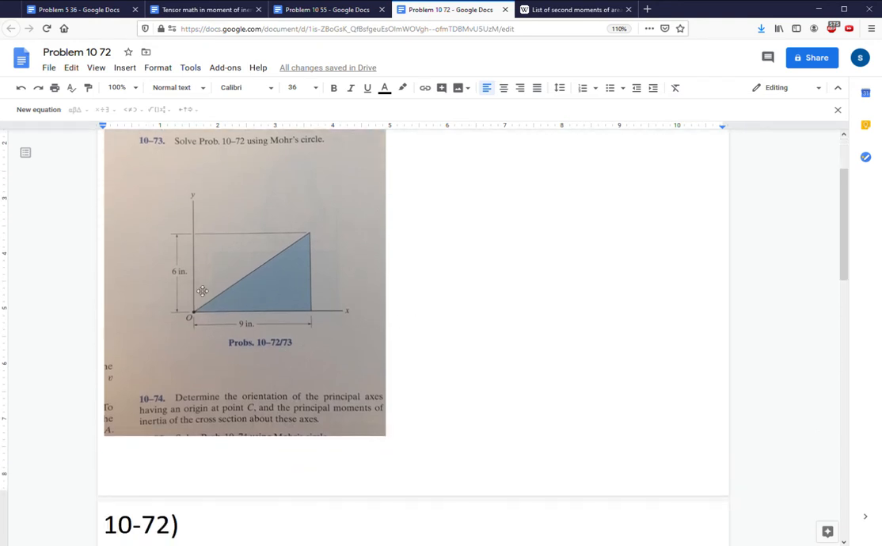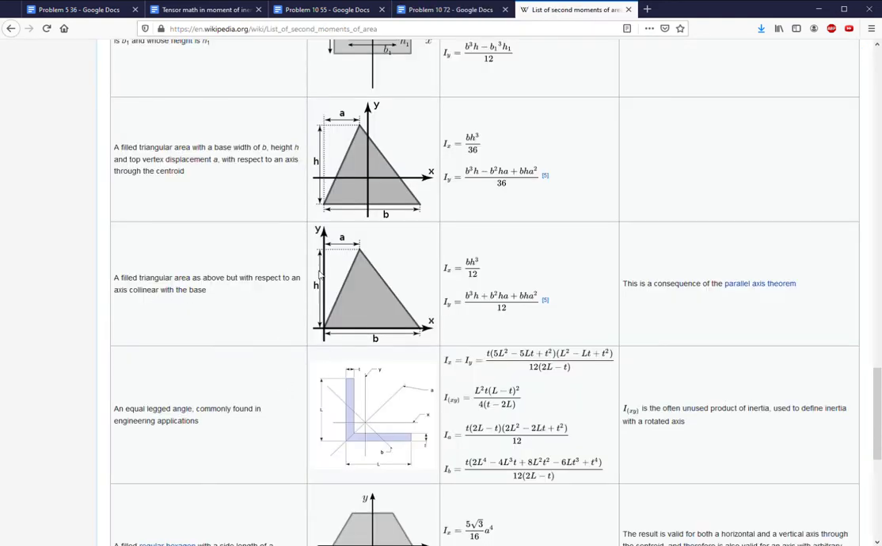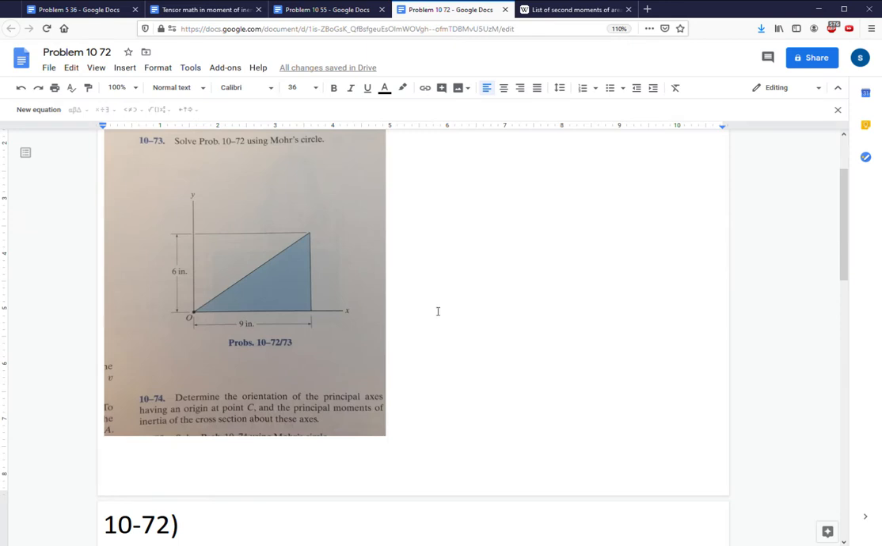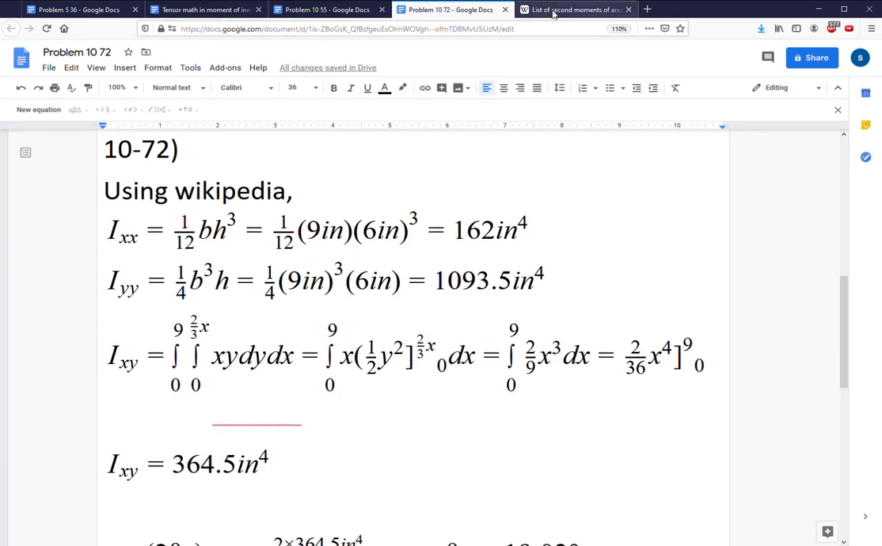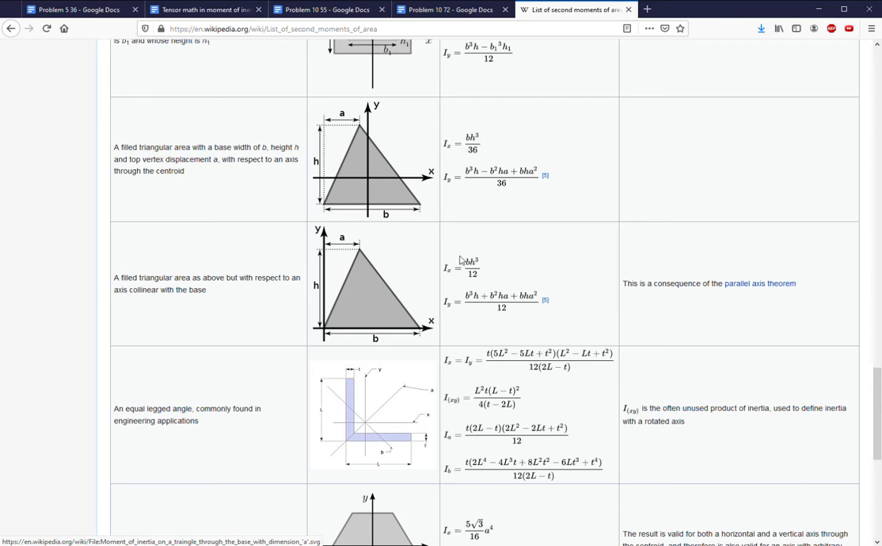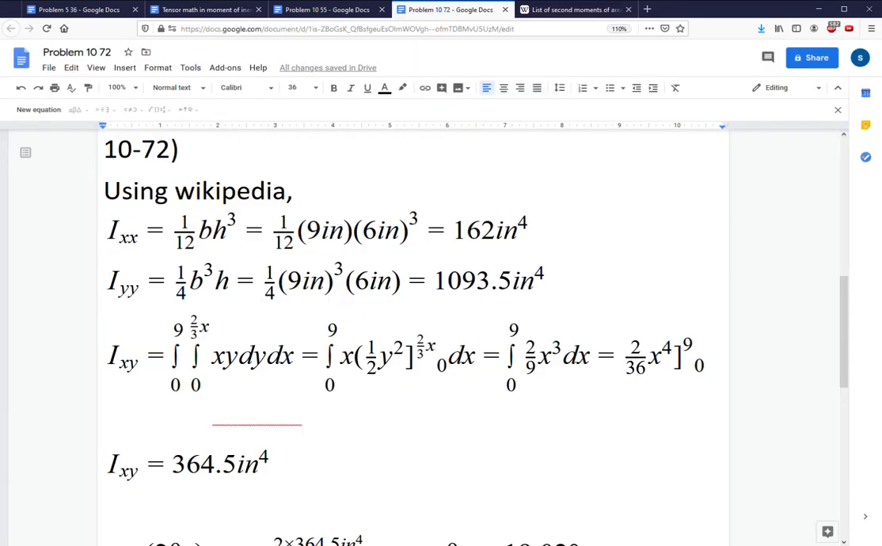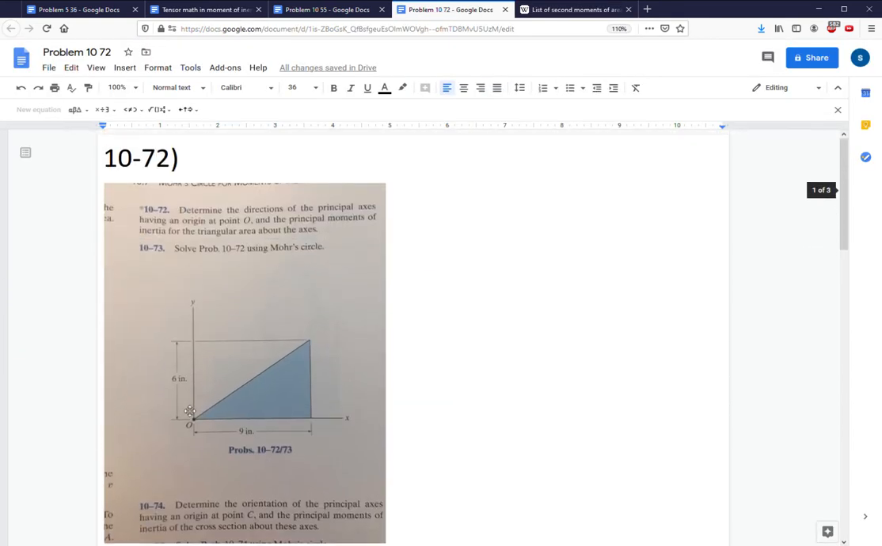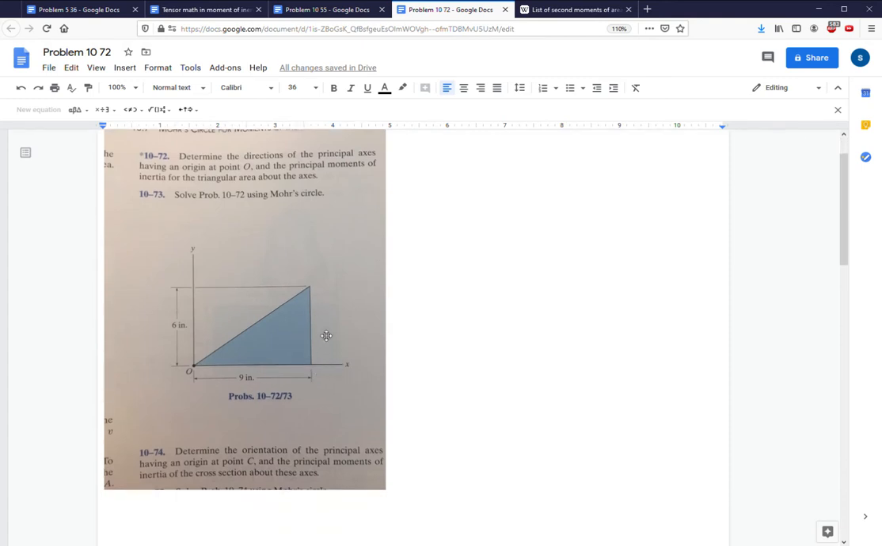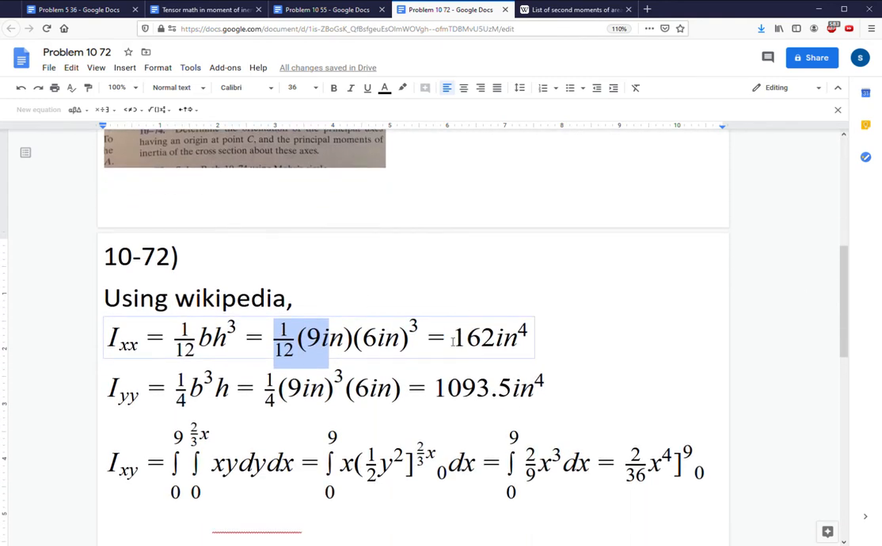Now for simplicity, I'm going to say, hey, this is a triangle. I've seen that before in this list, specifically this right here, to find the xx and xy components. So looking right here, Ixx is bh cubed over 12. By the way, it is a coincidence that that looks like the moment of inertia for a rectangle. It just happened to be that. So 1/12 the base of 9 inches times a height of 6 inches cubed gives an xx moment of inertia of 162 inches to the 4th power.